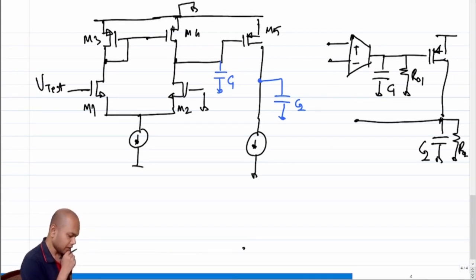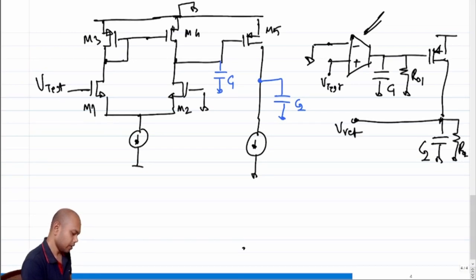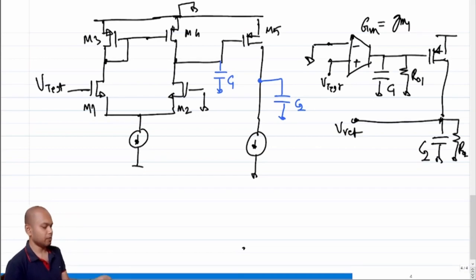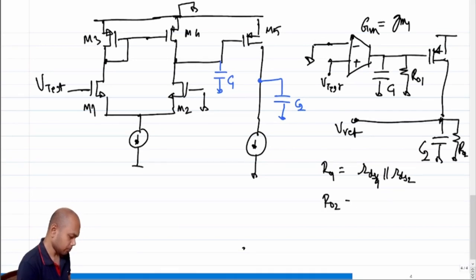And what about the signs of the voltage controlled current source of this guy? So clearly this has to be positive, this is negative, because we have to connect it like this. The output goes to the positive terminal to make the loop overall negative feedback. So this guy goes to ground, and we will apply Vtest here, and this is our return. We'll have an overall GM, and this overall GM is GM1, the GM of the transistor M1. What is R01? R01 is RDS4 parallel RDS2. What is R02? R02 is RDS5 parallel RDS6, right? So this is supposed to be M6.